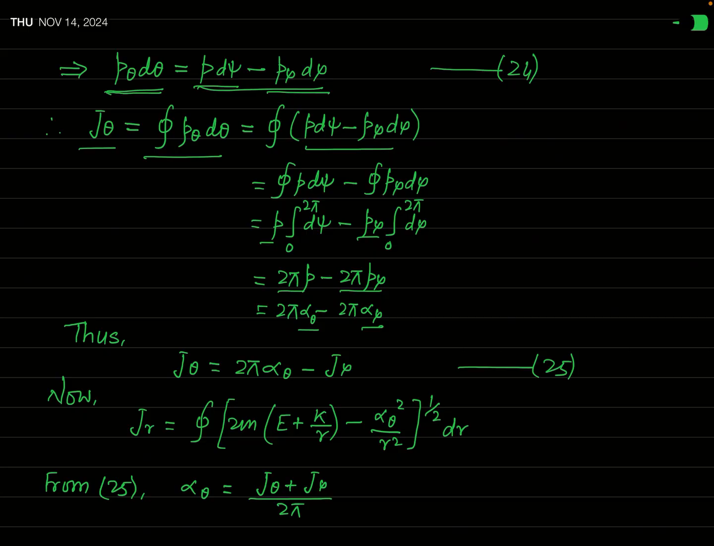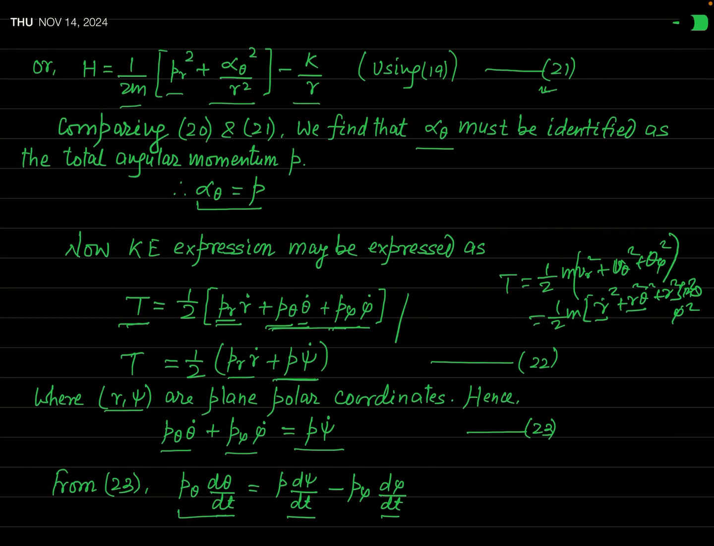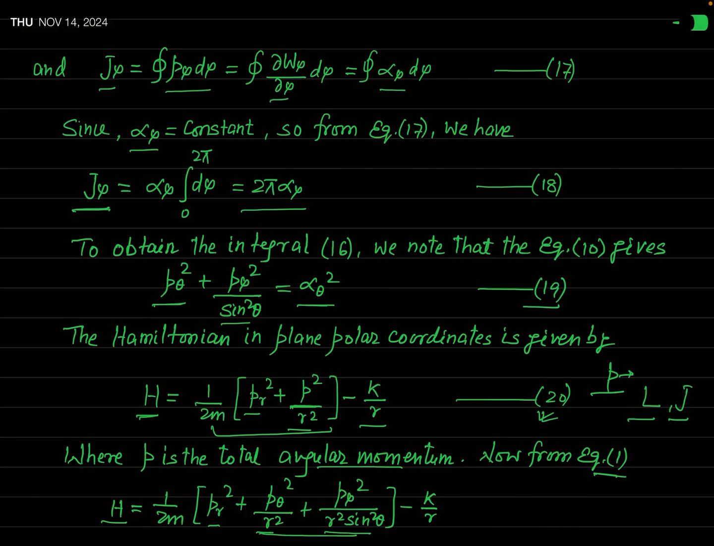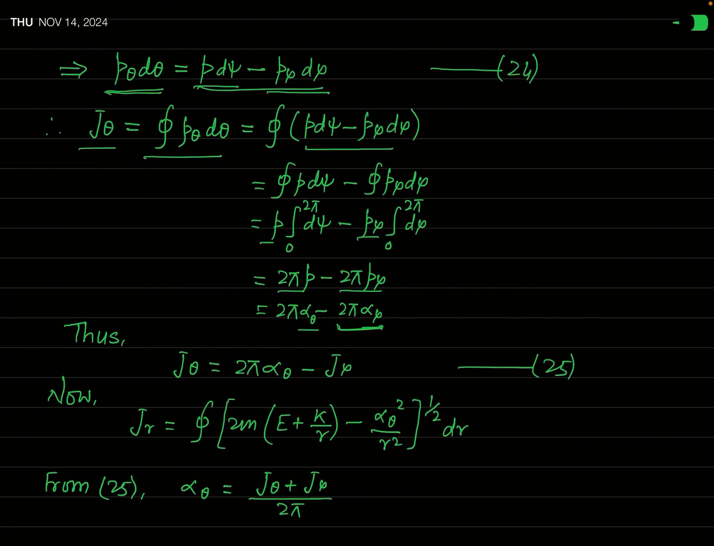And this 2 pi into alpha phi, you have just obtained the value of j phi earlier, and you have seen that j phi is equal to 2 pi alpha phi. We have just obtained the value of j phi here. So in this way we have obtained the other action variable j theta, and that j theta is equal to this much. This is 2 pi alpha theta minus j phi.